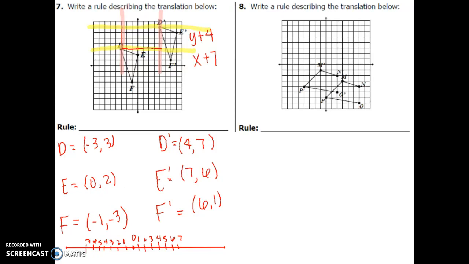So for E, we could say this is our X, this is our Y, this is our X prime and our Y prime. So how many on my number line did I go from 0 to 7? So that would have been 1, 2, 3, 4, 5, 6, 7. So I went 7 in the positive direction. And then from 2 to 6, count how many units it takes to go from 2 to 6. So 1, 2, 3, 4. That means for my Y, I had to add 4.